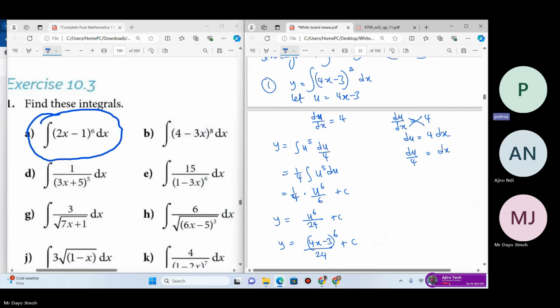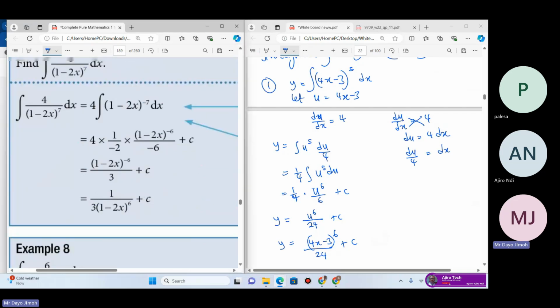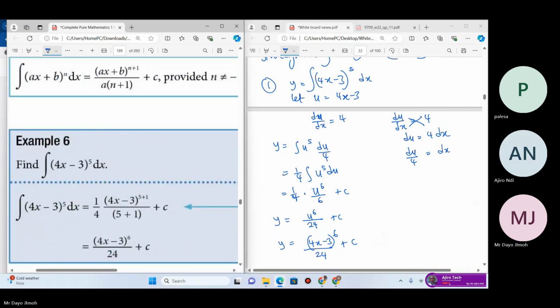I got (2x minus 1) to the power 7 over 14 plus c. Correct. So now that you understand, you apply this chain rule formula, right? Yes, sir. Good. So now let's look at the way they solve their own. Let's look at the first example.